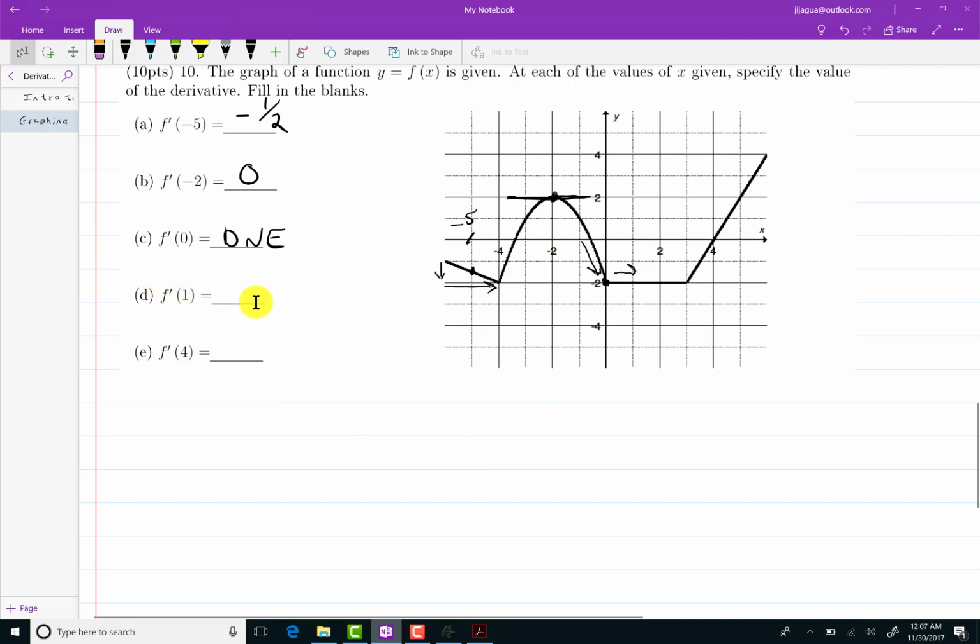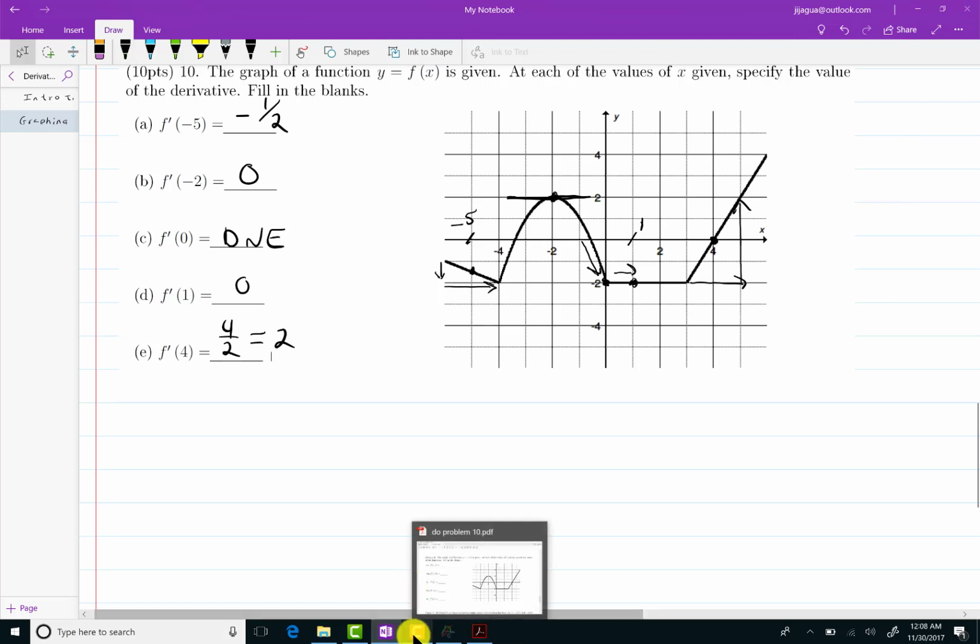f prime of 1. This is 1 right here. f prime of 1. Easy enough. This is on a line whose slope is 0. Then finally f prime of 4. Put that here. This is on a line with a positive slope. So all I got to do is figure out the slope of the line. So I'll start here. I'll go to the right 2 units, and then up 1, 2, 3, 4. So it goes up 4 for 2 to the right. So 4 over 2 equals 2. And there you have it.